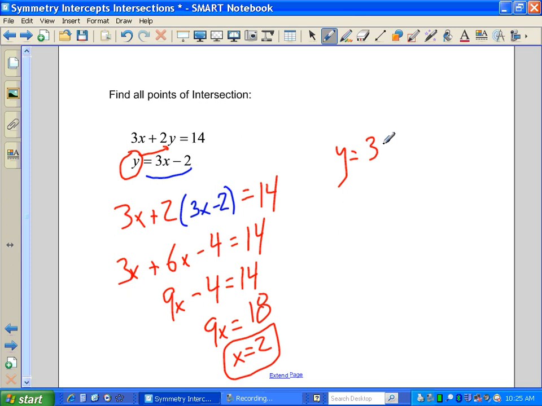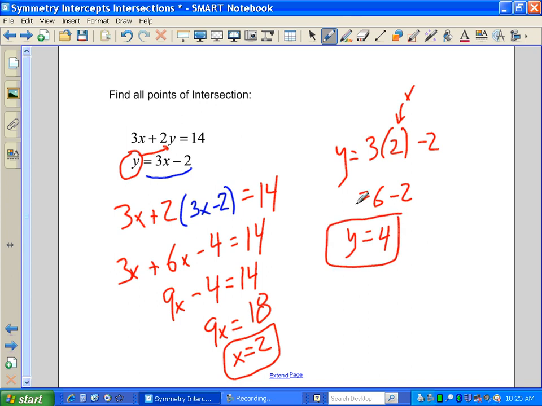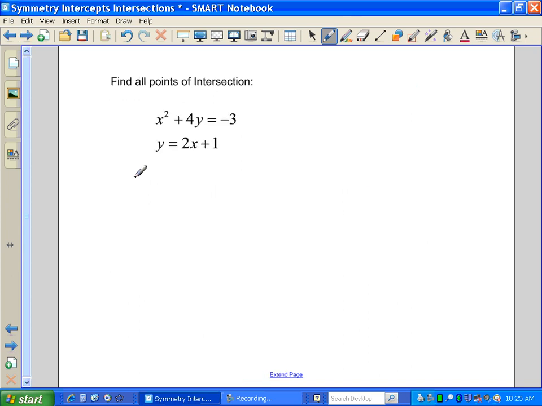Y is equal to 3 times x minus 2. That's x. 3 times 2 is 6. 6 minus 2 is 4, so y is 4. So we found the point of intersection for that particular curve. We can do it again with any kind of function. So same thing here. Let's go with that.